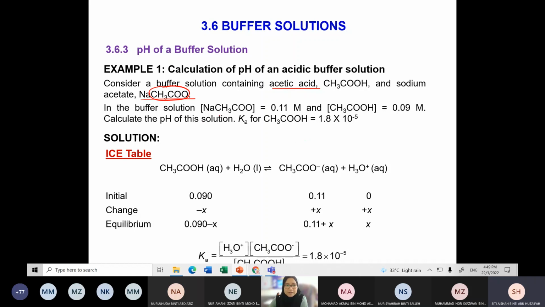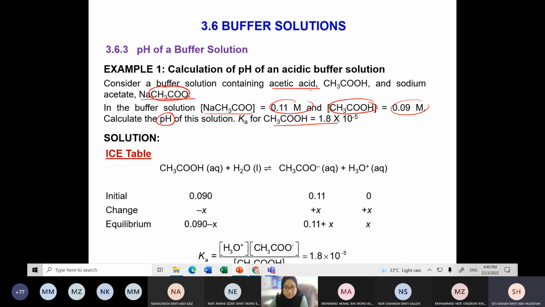In the buffer solution, these are the concentration of the salt, or the conjugate base, and the concentration of the weak acid. They are given directly to you. Calculate the pH of this solution. Ka is given. So they ask you to calculate the pH. That means, you look.